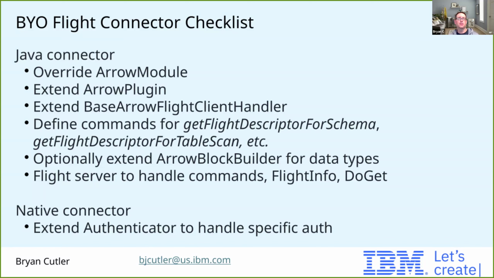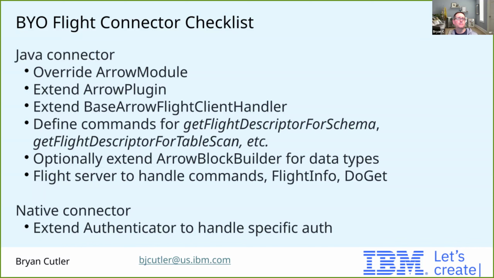We talked a lot about the base Arrow Flight client handler. There's a number of abstract methods you need to implement. These are defining commands and methods for metadata retrieval. You can optionally extend the Arrow block builder if you have specific data types in your data source that need to be handled differently than what is done by default in the conversion from Arrow to Presto. And this is also done in the example, so you can take a look and see how that block builder is overridden.